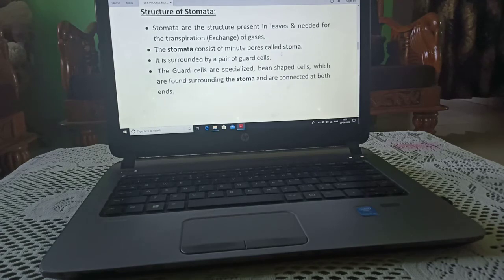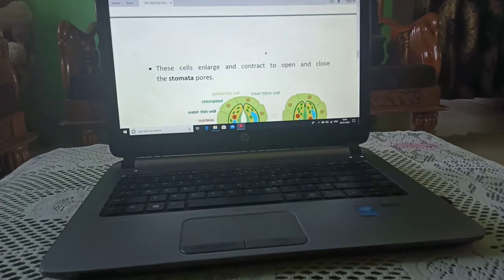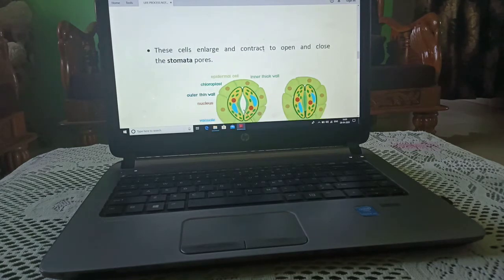Structure of stomata. Stomata are structures which are present in the leaves and needed for transpiration, that is, exchange of gases. Stomata consist of minute pores, known as stoma. They are surrounded by a pair of cells known as guard cells, and guard cells are specialized cells which are found surrounding the stoma. These cells enlarge and contract to open and close the stomata pores.